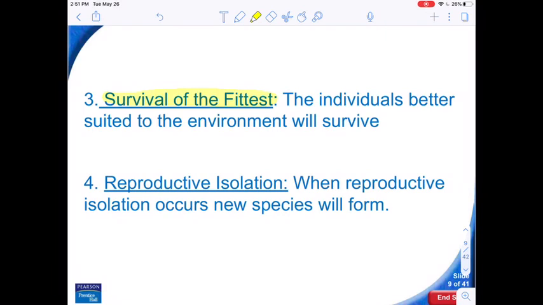And then the last one is reproductive isolation. So when species have enough changes over time that they are no longer able to reproduce with members of the previous species, that is what we call reproductive isolation. And that is the point when a new species is going to form. And we have more on that in a later section.